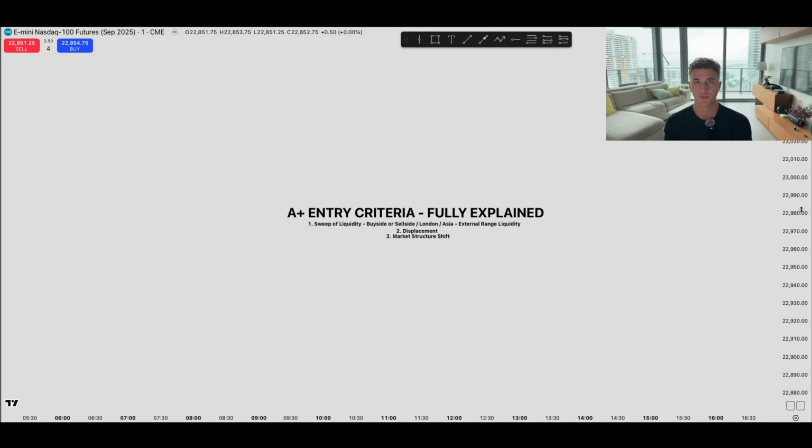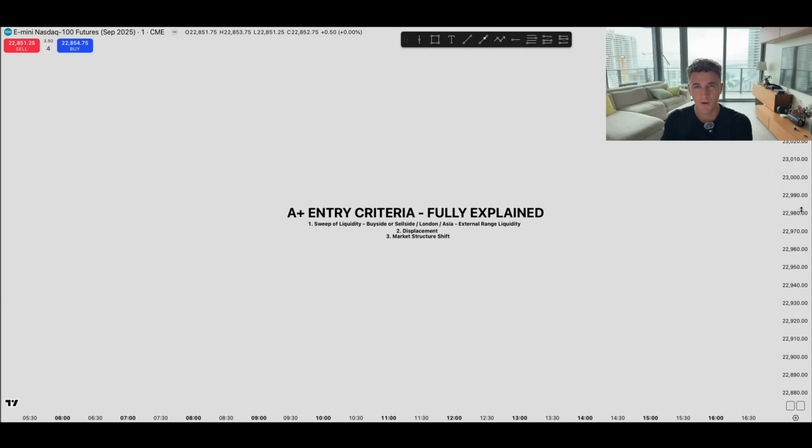Now, this actually leads on to number three. With displacement, usually will come a market structure shift. What is a market structure shift? If we've just swept sell side liquidity and we've displaced higher, what you're looking for is the most recent swing high to get broken through. Now, preferably, what you want to see with an A+ entry criteria is when price displaces through that swing high, we need to see a body candle closure in order for that market structure shift to be high probability.